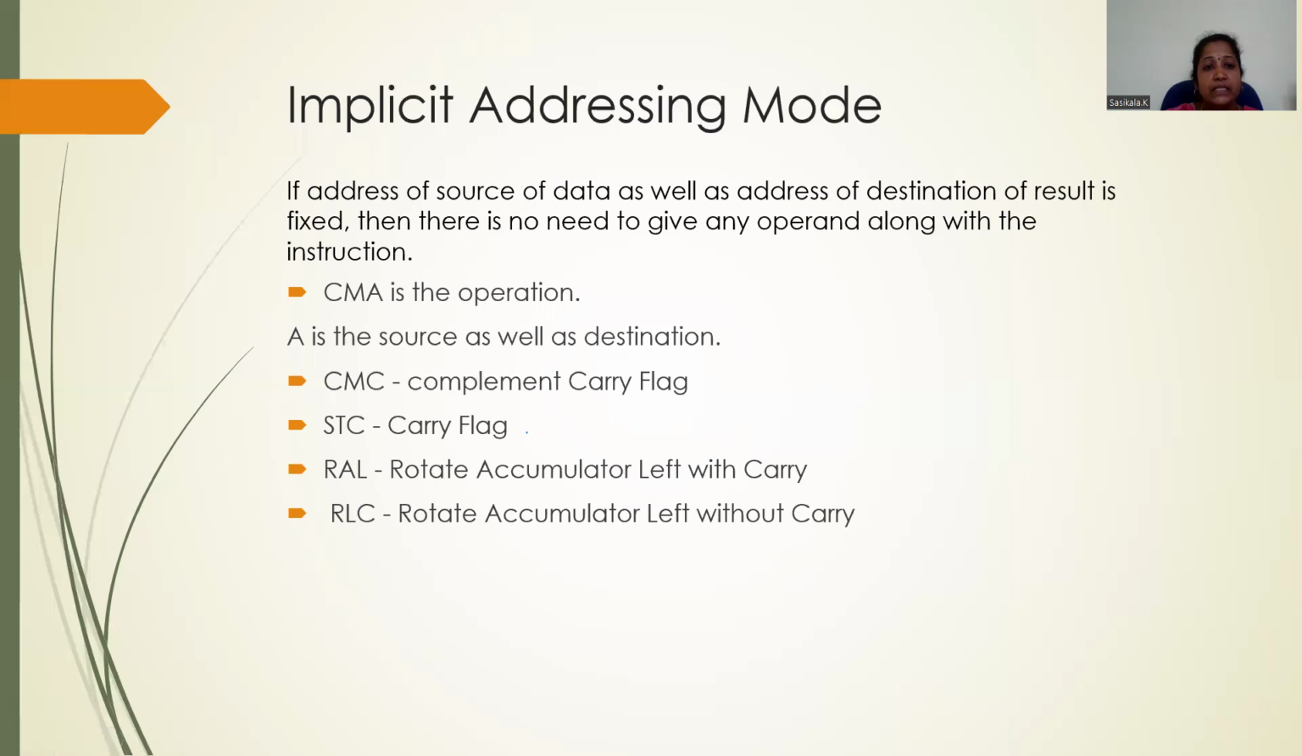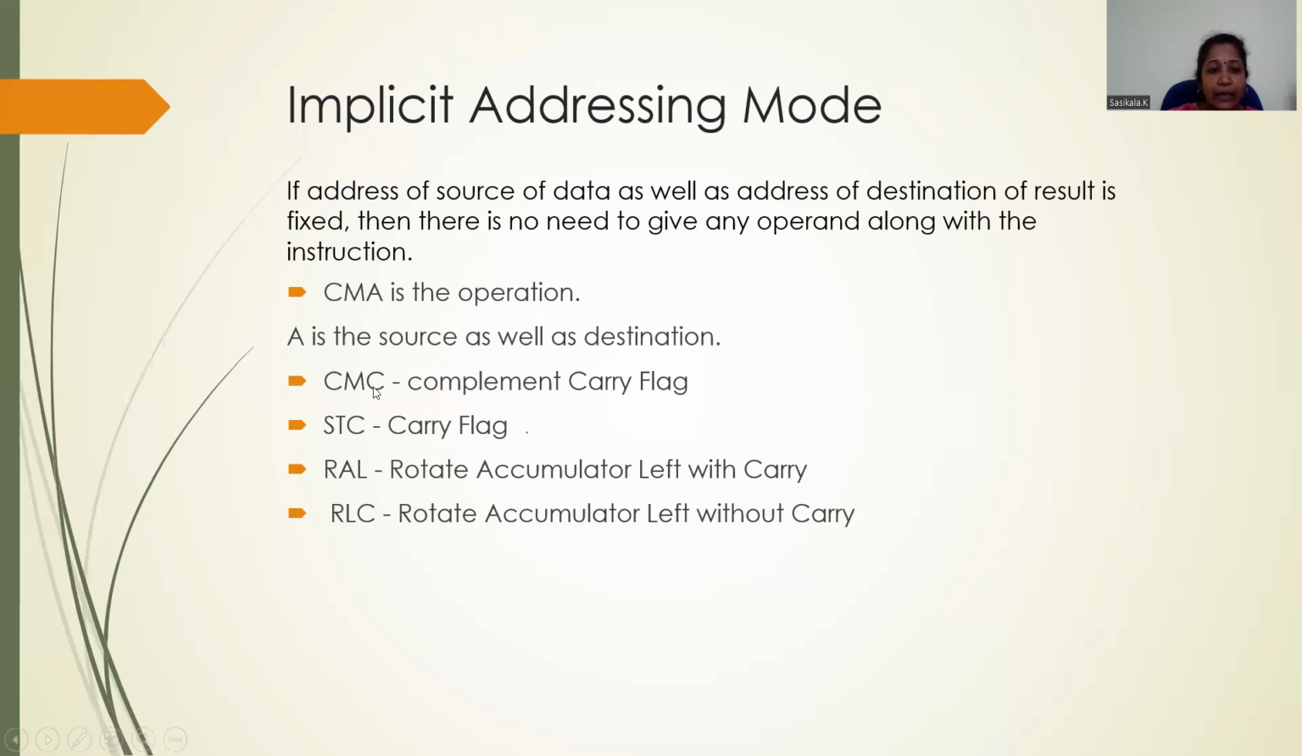The next one is implicit addressing mode. So implicit means here the address of the data as well as the address of the result is fixed. There is no need to give the address specifically. It is understood. For example, this is the instruction. CMA is the operation. CMA means complement the accumulator. So here A is the source and A is the destination, meaning that whatever content is stored in the accumulator is complemented, and again the result is stored in the A register itself. So that is called implicit addressing mode.